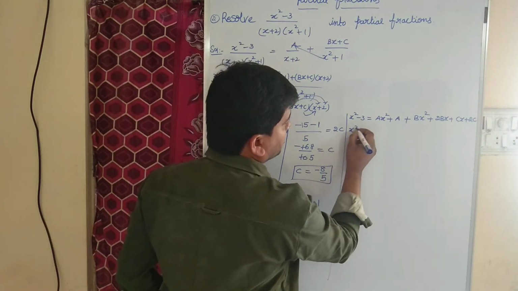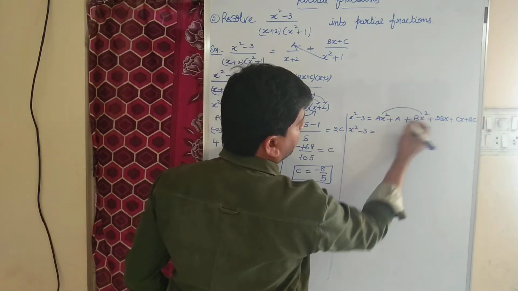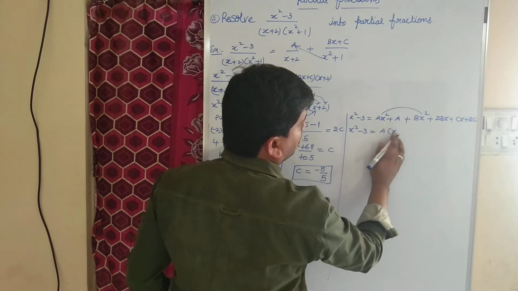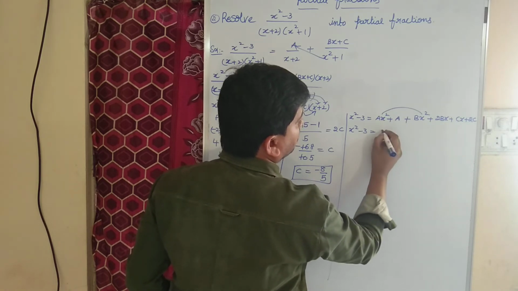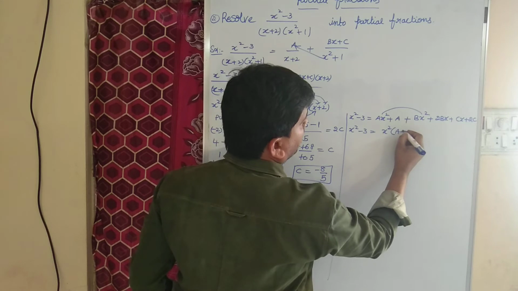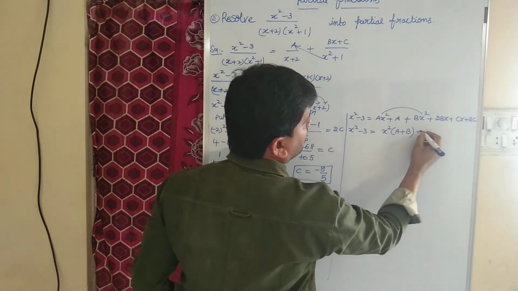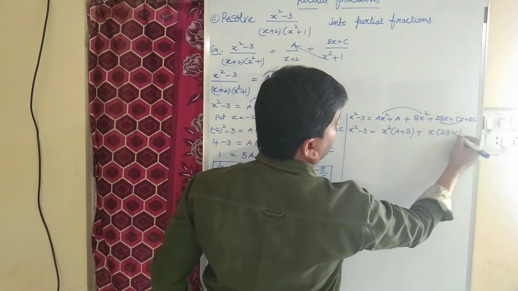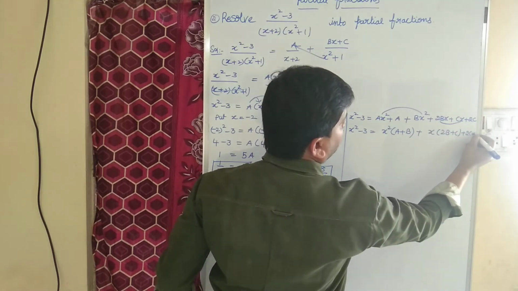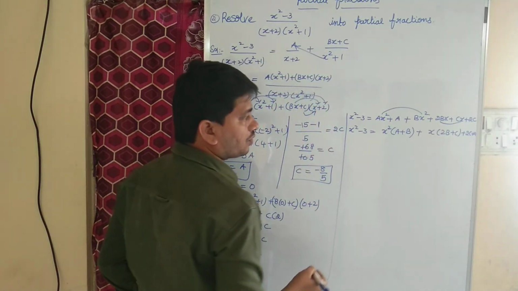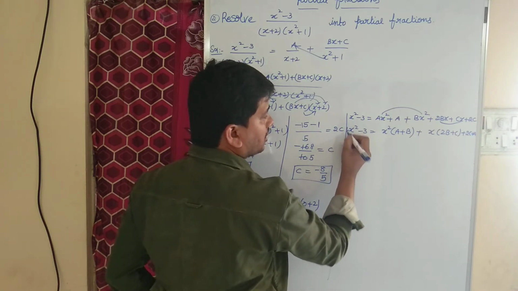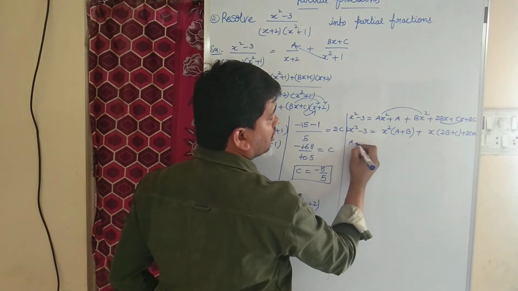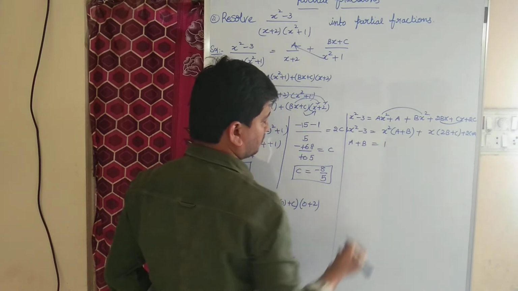Again, equating x square: if you take the x square coefficient as common, you will get a plus b. If you take x as common, you will get 2b plus c, and then the constants are 2c plus a. Equate the coefficient of x square: here nothing means 1, and here a plus b. I mean a plus b equal to 1.